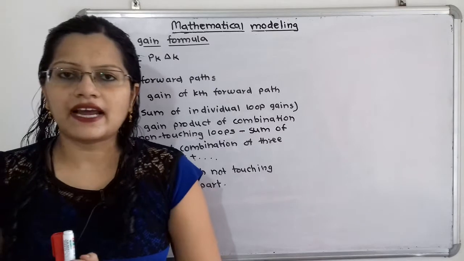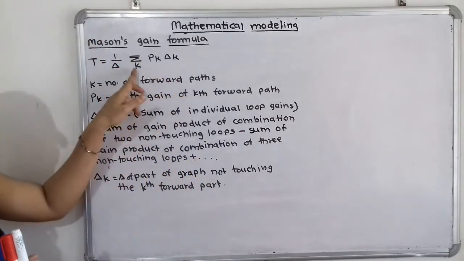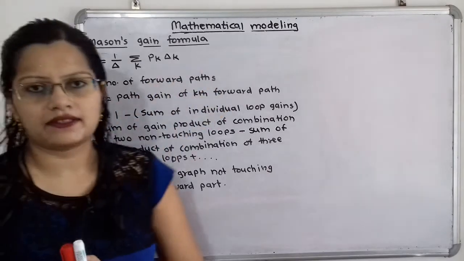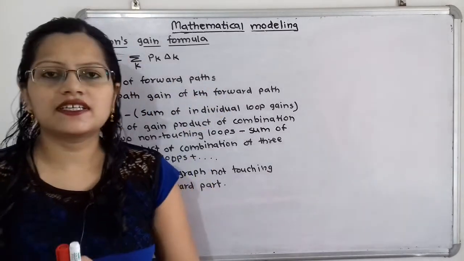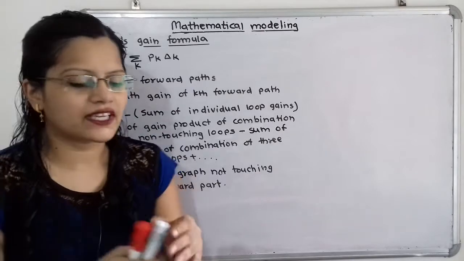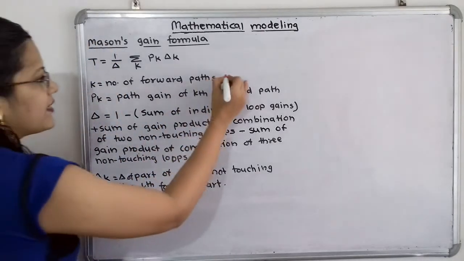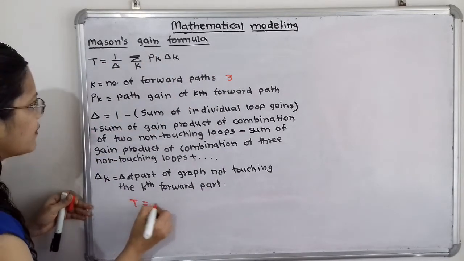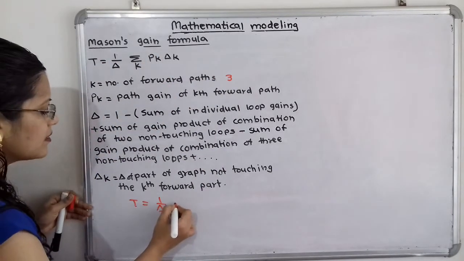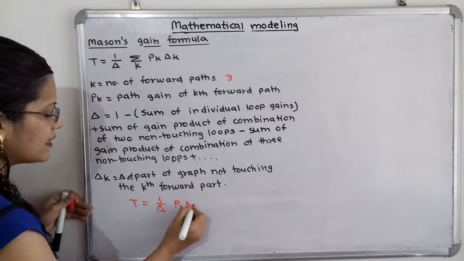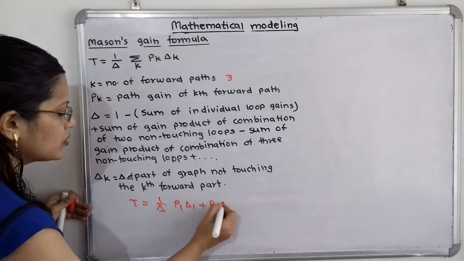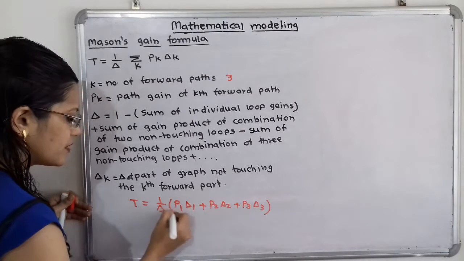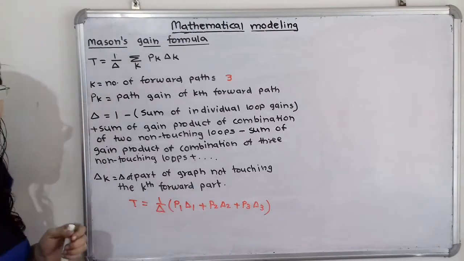Now we will understand its notation. So what is this k? k is nothing but the number of forward paths. Now if we consider the number of forward paths is equal to 3, then how can I write this formula? I will rewrite this formula. T is equal to 1 by delta, P1 delta 1 plus P2 delta 2 plus P3 delta 3. So this is the formula that we have to write.